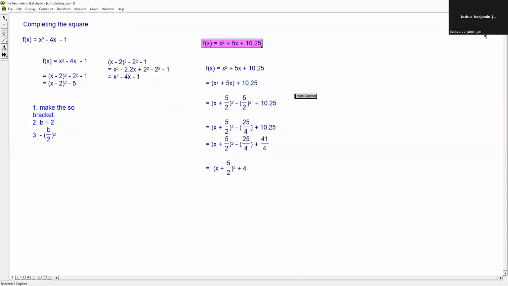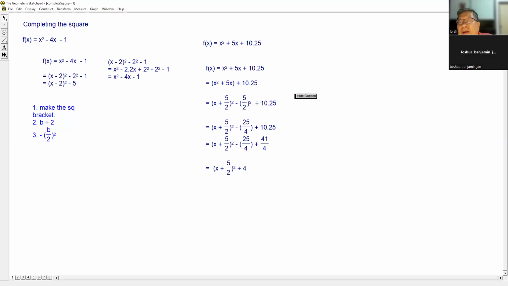Here, the number in front of x squared is also 1. Okay, right. So if the number is 1, it is very simple. First of all, you make the square bracket like this, right? Square bracket. What you need to write inside the square bracket? X, then the B here. This is A, this is B, this is C.